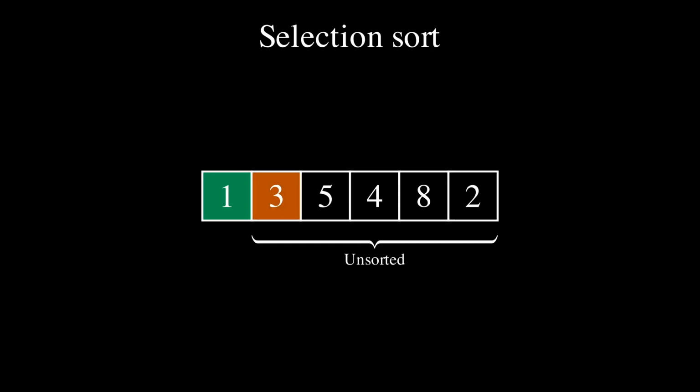In the next iteration, we will start with the second element. We're scanning the unsorted part and find the smallest number. 2 is the smallest number. We swap 3 and 2. Now 2 is in the proper place.